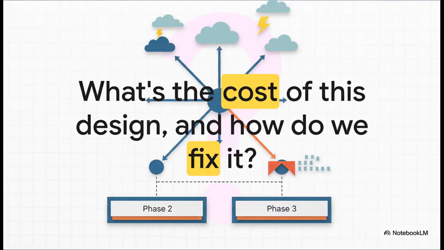And that leads us to a final, really critical question. Sure, this design is simple, it's predictable, but what's the cost? What happens to your network's performance and latency when every single conversation has to take that extra hop through the hub? And, more importantly, how do we fix that bottleneck? Well, the answers to those questions are exactly what Phases 2 and 3 are all about.